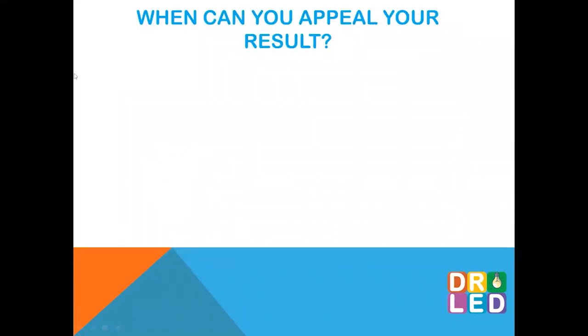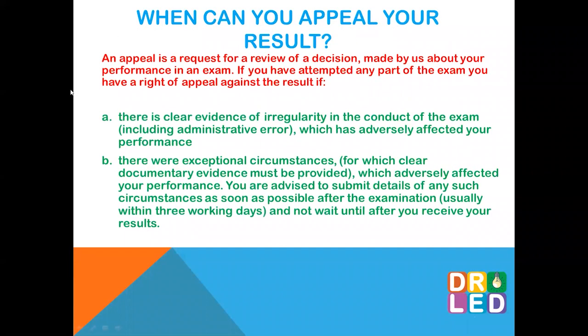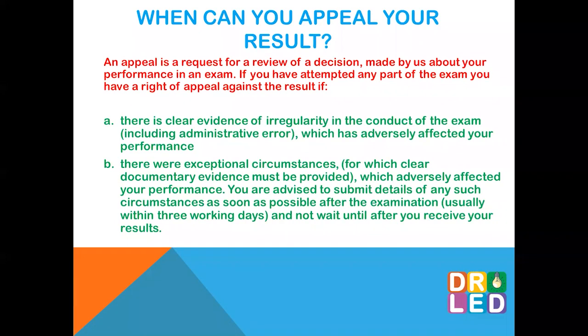So when can you appeal your results? An appeal is a request for a review of a decision made by us, by the GMC, about your performance in an exam. If you have attempted any part of the exam, you have a right to appeal against the result if. What are the conditions that you can appeal for your results?